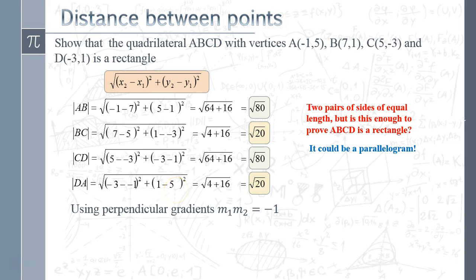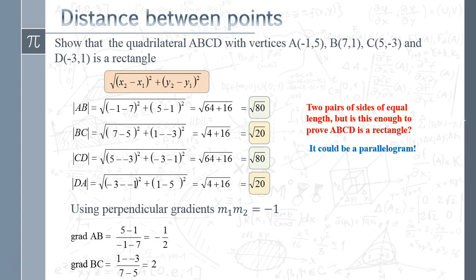So we need to do a little bit of work on perpendicular gradients. So here we go, let's first of all find the gradient of AB, and we can do that using our formula, difference between the y coordinates over difference between the x coordinates for AB. So it's 5 minus 1 over minus 1 minus 7. And so the gradient of AB equals minus a half. Gradient of BC, so using these two coordinates, put in the values, you can see where they're coming from hopefully, and work it out, and we've got a gradient of 2.